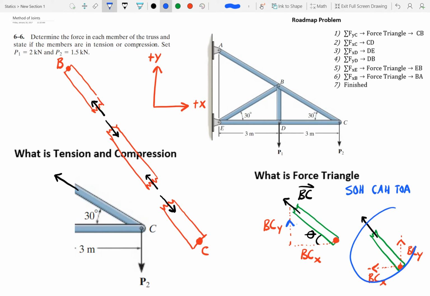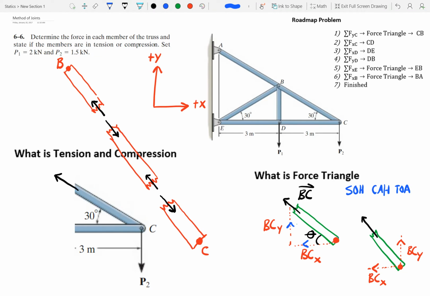This and this are the same. So I took this vector and I slid it over here. Okay, so that's what this is. These two are the same. Okay, so now we have the basic definition of the force triangle. So don't forget your trig right here, SOHCAHTOA, right? This is pretty important. So let's go ahead and solve for this guy.